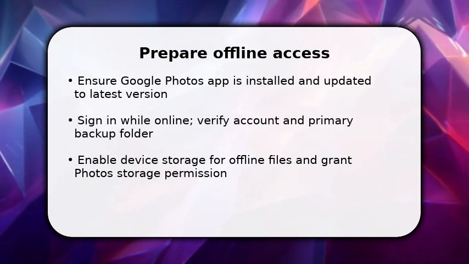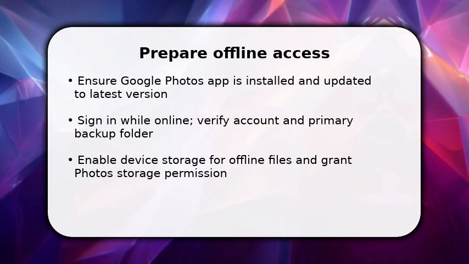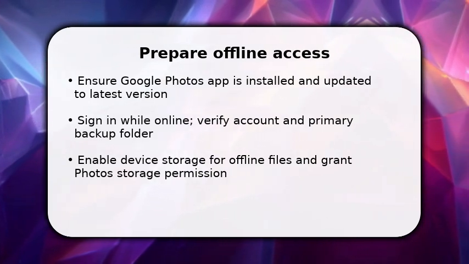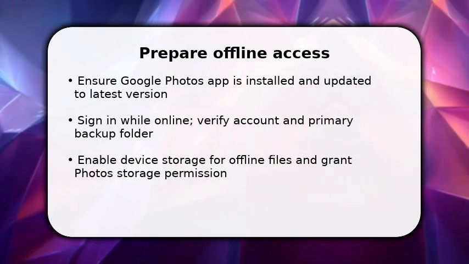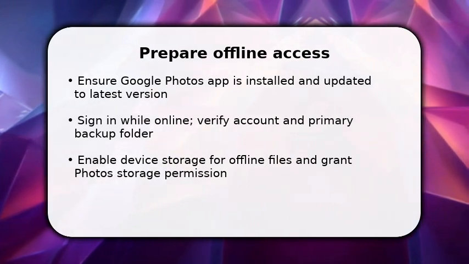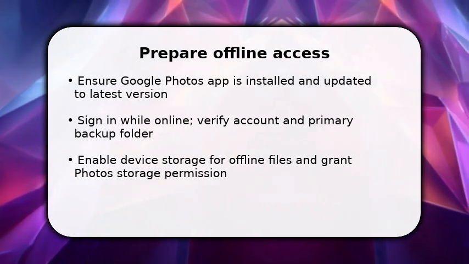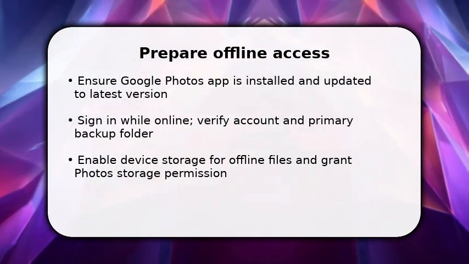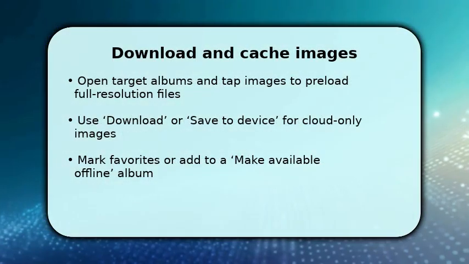Once signed in, open Settings and enable storage permissions and save to device where available. This caches images. Make sure any albums you need are opened once so previews download. After that, check the Photos app cache size and free up temporary space, if needed, so more items will store locally. Now you focus on downloading and caching the actual images you will use offline.